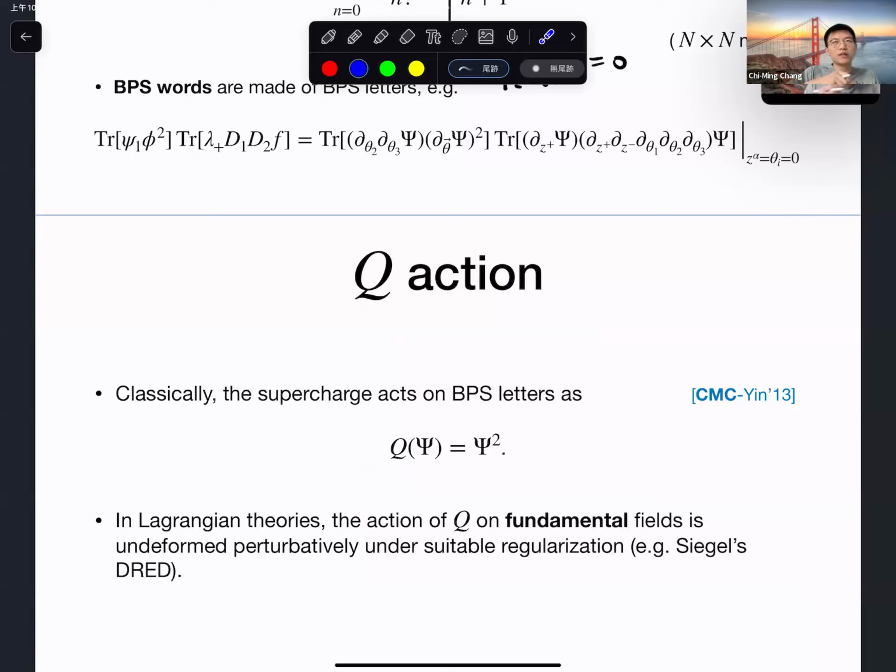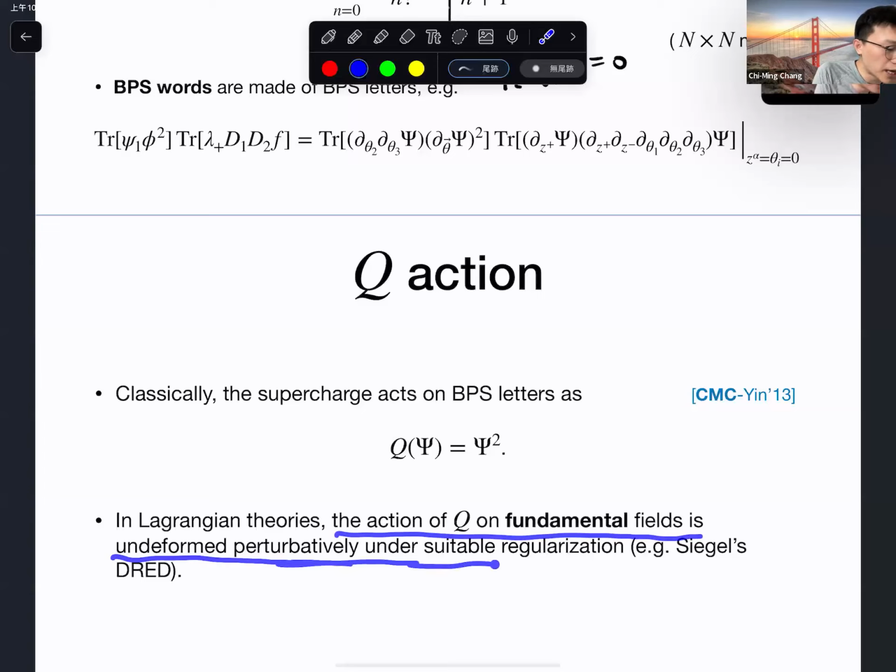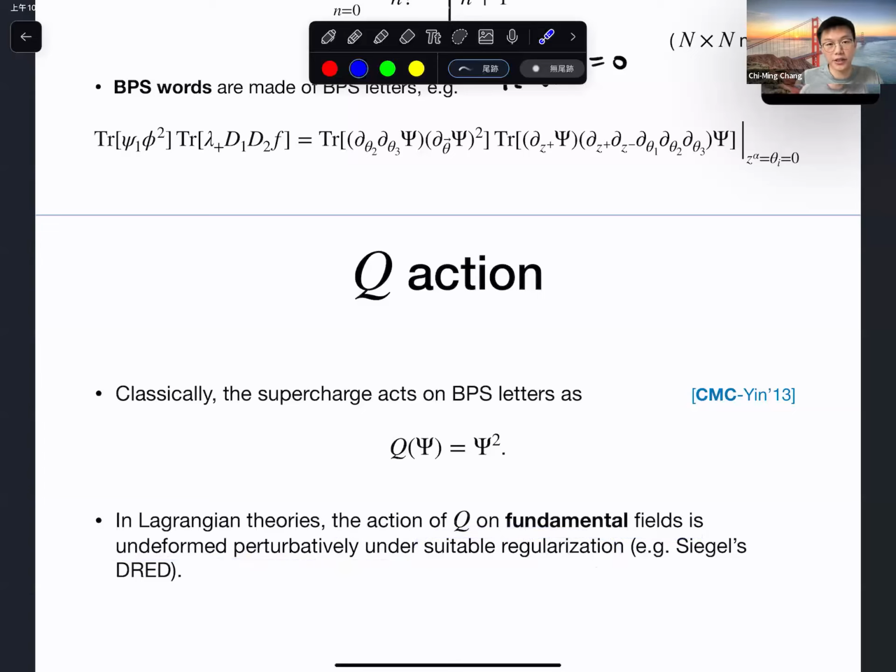And now let me say some words about the non-renormalization conjecture that I stated before. So the goal is to try to argue that the Q action does not receive any Yang-Mills correction. First, in Lagrangian theory, the action of Q on fundamental fields is undeformed perturbatively if we have a suitable SUSY preserving regularization. For example, the commonly used regularization is Siegel's DRED regularization. And if we have a SUSY preserving regularization, then we know that this formula would not receive any Yang-Mills correction. But this is not enough.